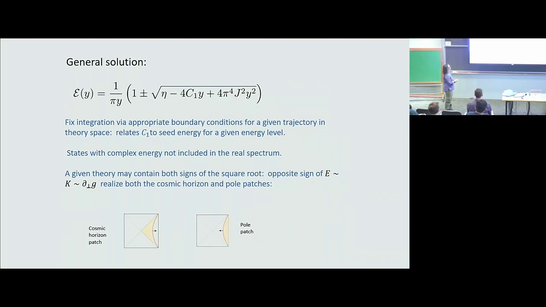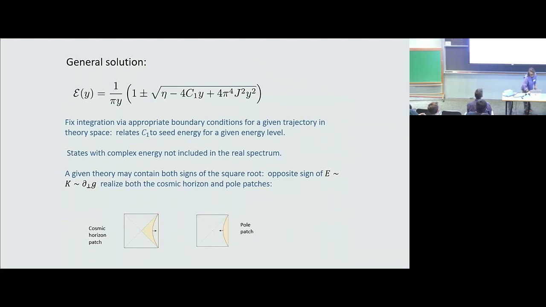I said this before because there were some questions, but the sign of the square root is not fixed in general. Once we get to de Sitter, you can fill in either direction, and that's a kind of normalizable excitation. So that's how both the cosmic horizon and the pole patch appear in the spectrum.